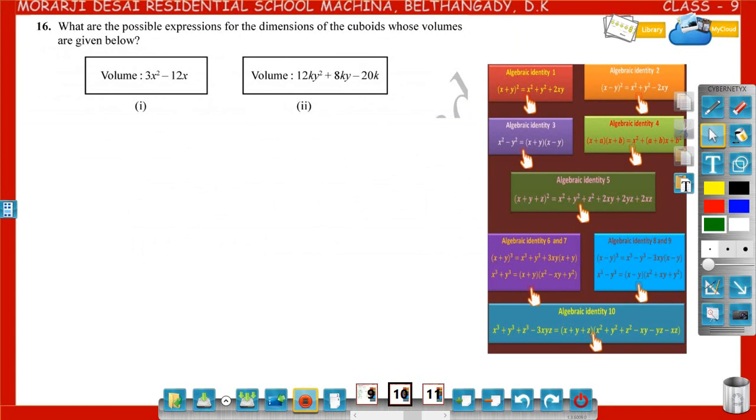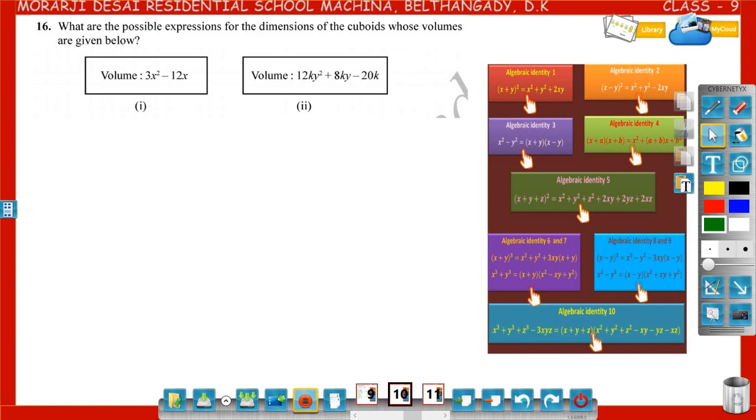Look at this question. What are the possible expressions for the dimensions of the cuboids whose volumes are given below? Now volume is given, so dimensions of the cuboid are length, breadth and height. It is three-dimensional. So here volume is given. You have to write this expression as the product of three expressions.